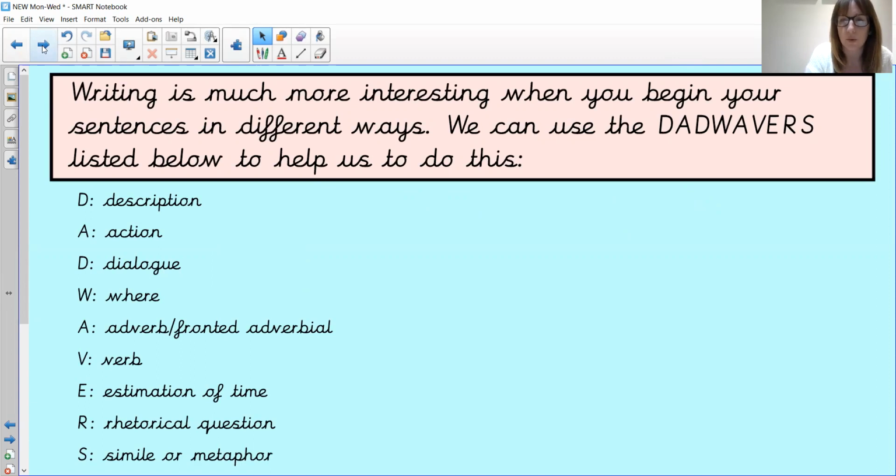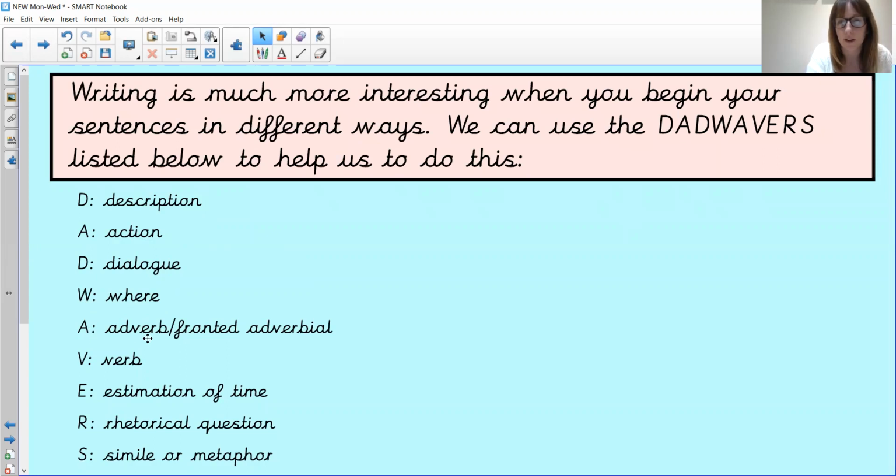We can use the DADWAVERS listed below to help us to do this. So if you have a look here, DADWAVERS is spelled out here. And each letter stands for a different type of sentence that you could write. So D is for description, A for action, so something that's happening. D is for dialogue, so speech. W, where something is happening.